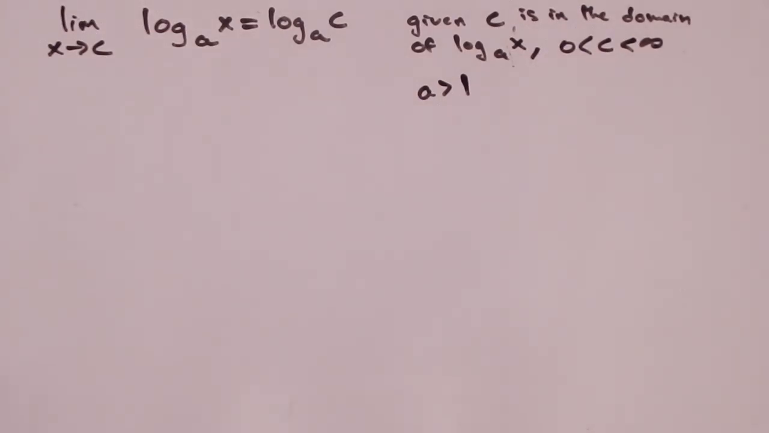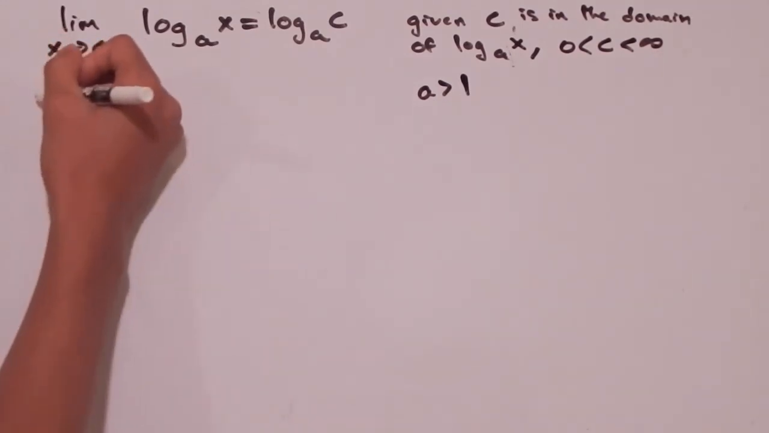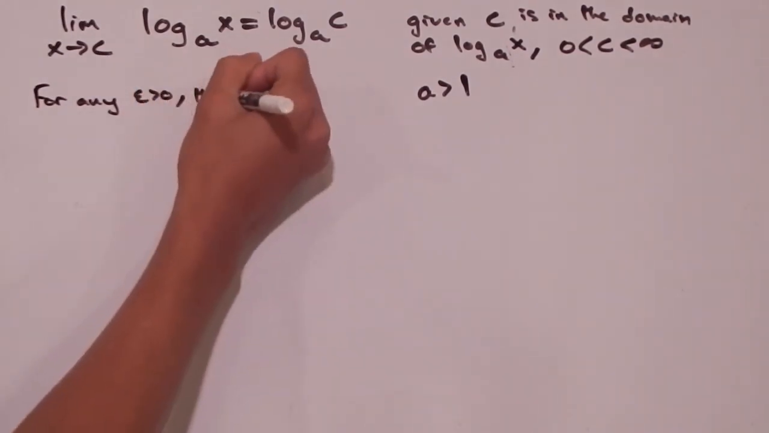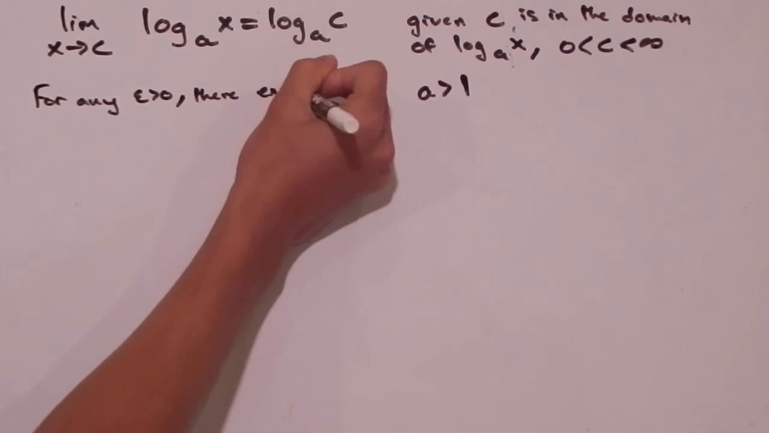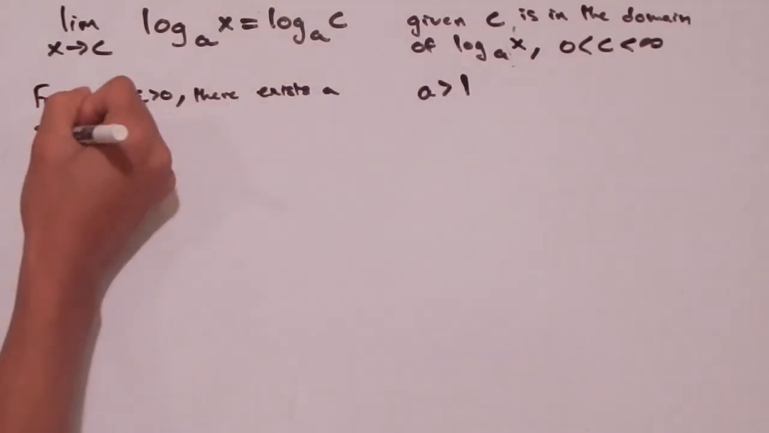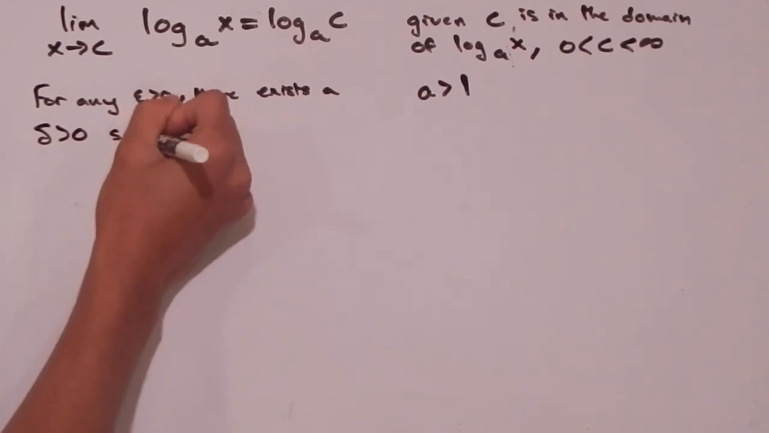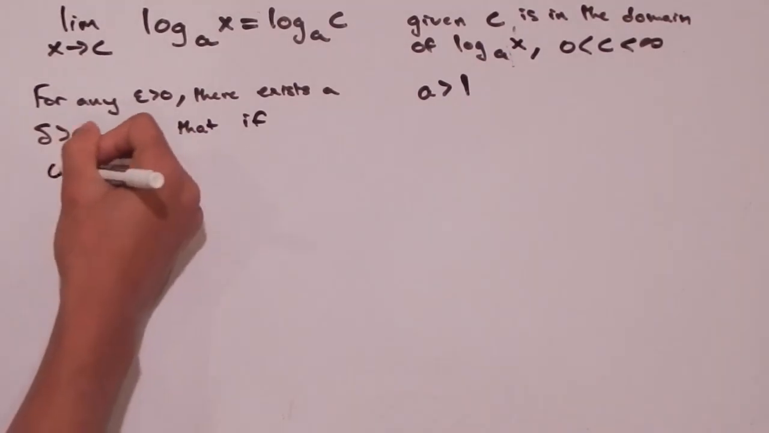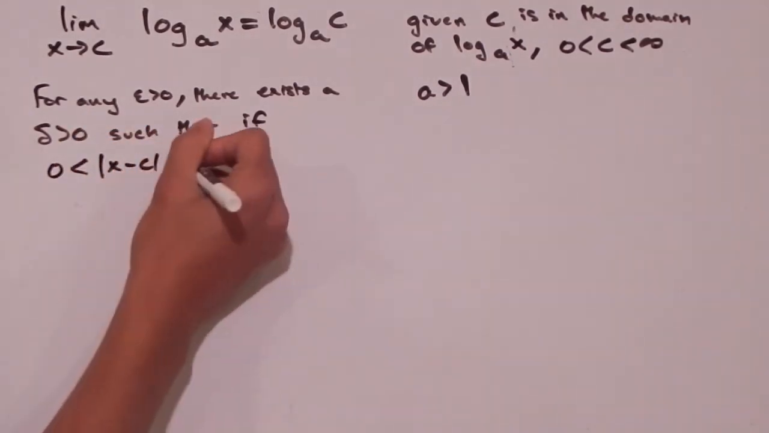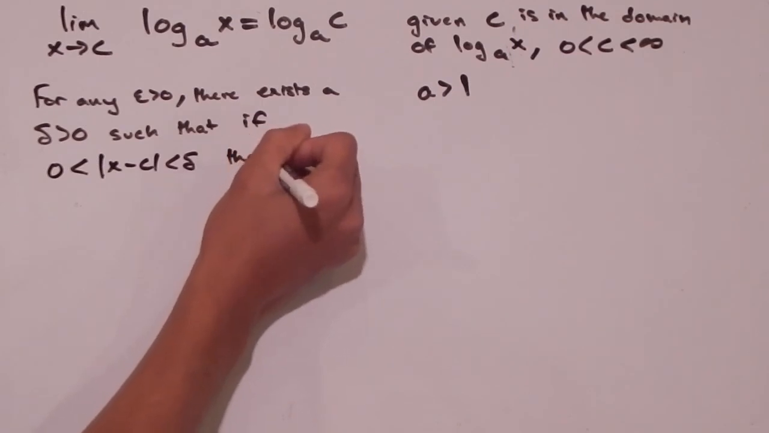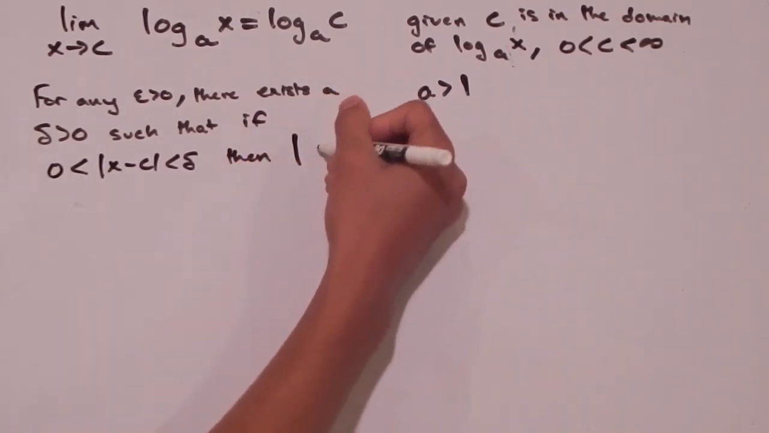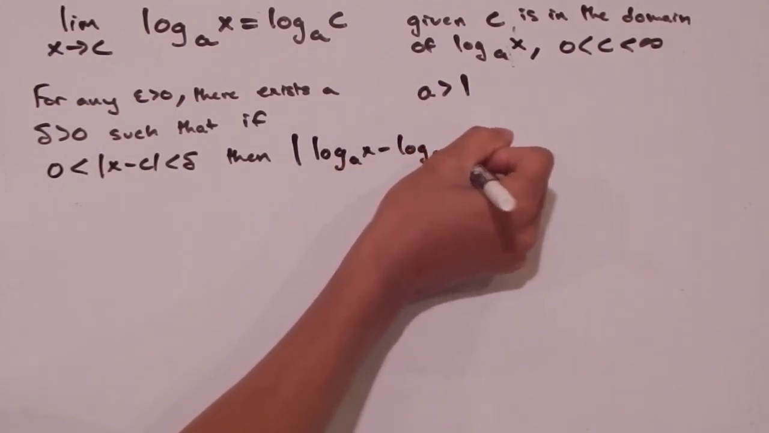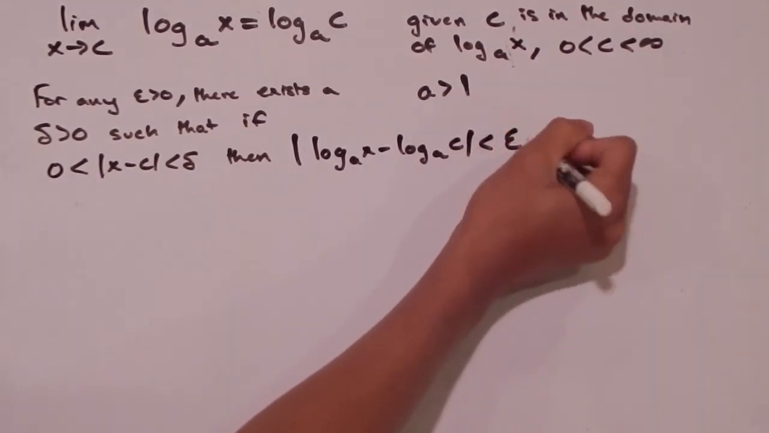So let's get started. To prove that this limit exists, what we need to show is that for any epsilon greater than 0, there exists a delta greater than 0 such that if 0 is less than the absolute value of x minus c is less than delta, then the absolute value of log base a of x minus log base a of c is going to be less than epsilon.